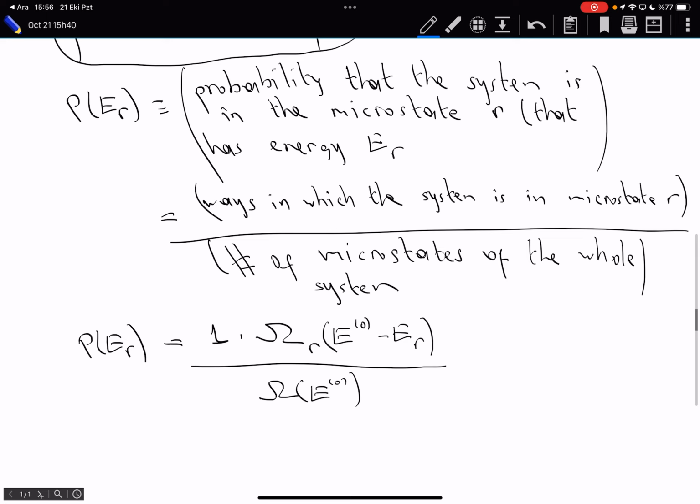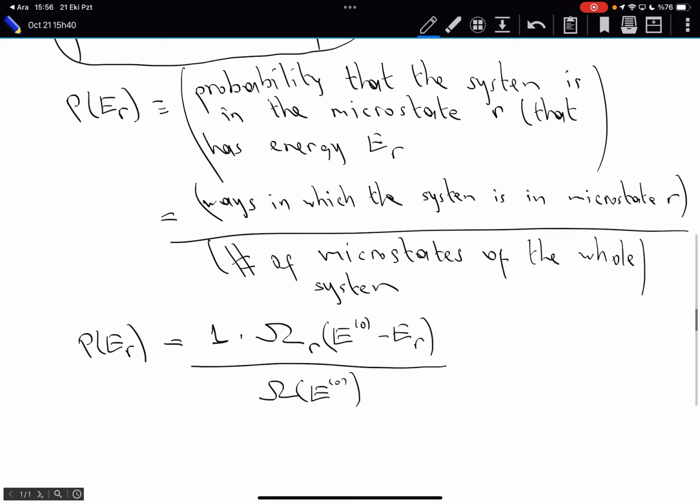The denominator is the number of ways in which my whole system can exist having the energy E0. The numerator is the number of ways in which the whole system can exist such that the system I'm interested in is in that one particular microstate. You see, P of E of R is not the probability that my system will have an energy E_R. P of E_R is the probability that my system will be in the microstate R. So any questions on how we write this?